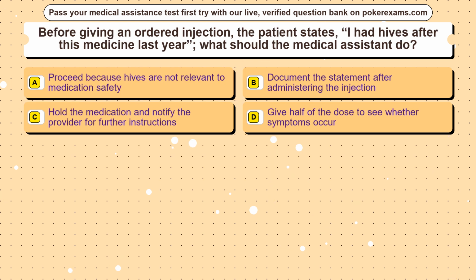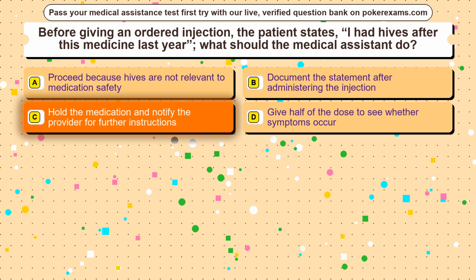Question 64. Before giving an ordered injection, the patient states, "I had hives after this medicine last year." What should the medical assistant do? Option A. Proceed because hives are not relevant to medication safety. Option B. Document the statement after administering the injection. Option C. Hold the medication and notify the provider for further instructions. Option D. Give half of the dose to see whether symptoms occur.